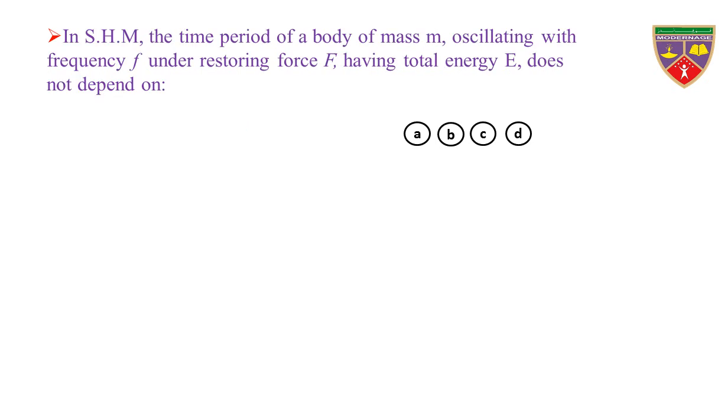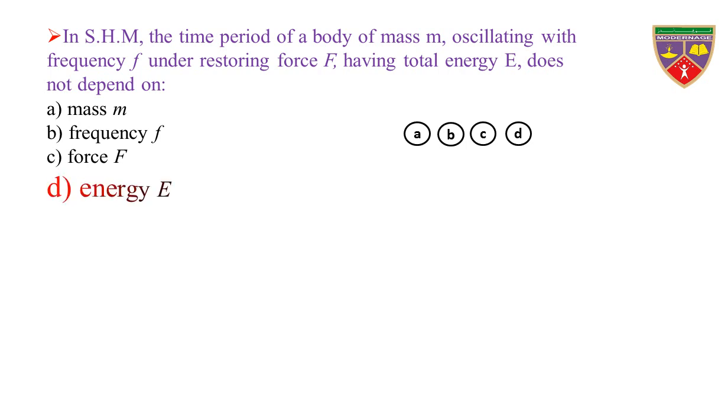In simple harmonic motion, the time period of a body of mass m oscillating with frequency f under restoring force F having total energy E does not depend on: option A, mass m; option B, frequency f; option C, force F; option D, energy E. The key is energy E. Therefore, the correct option is D.